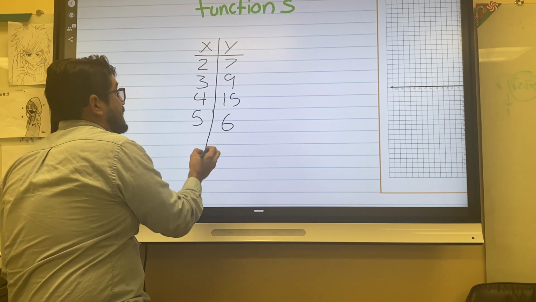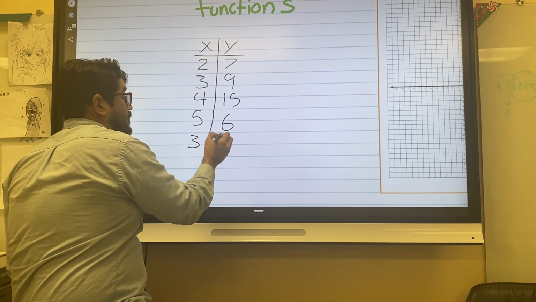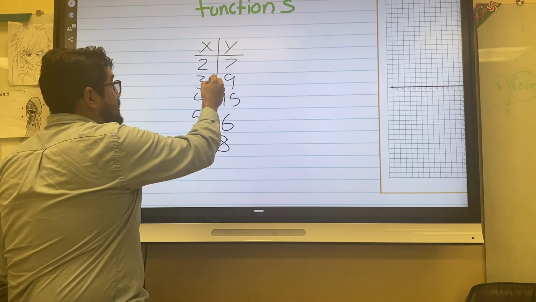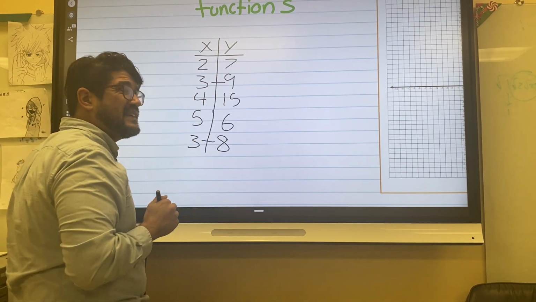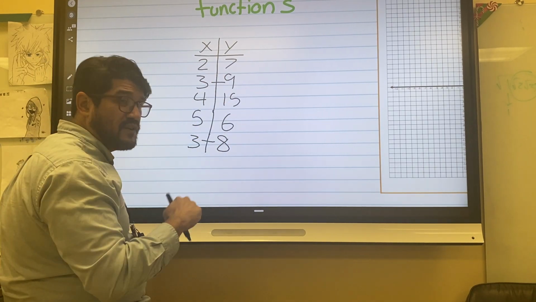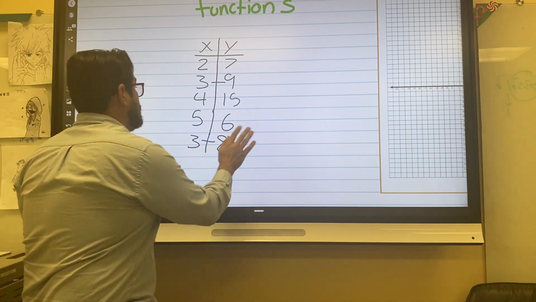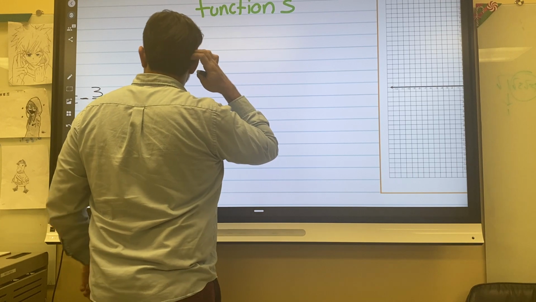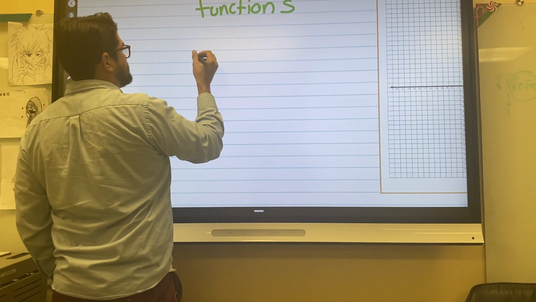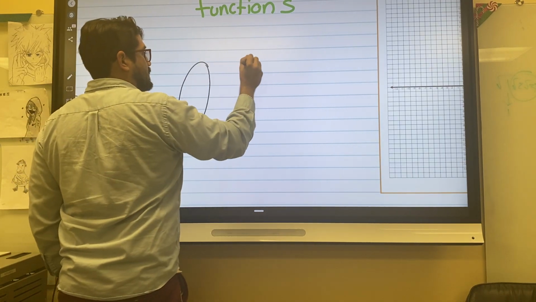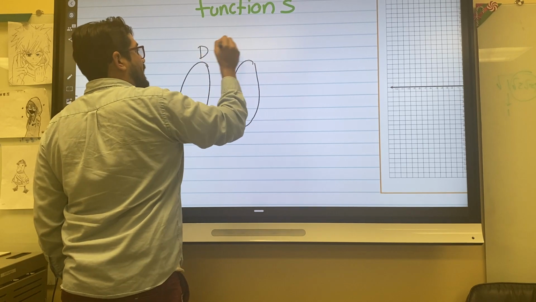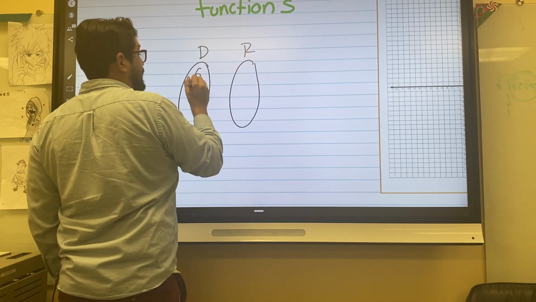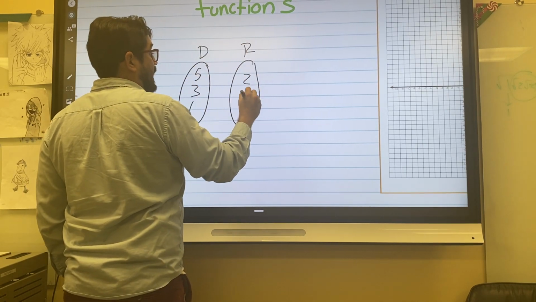Now, if I add something like this, that means that 3 has 2 different answers. That is not a function. Another way to display this is I can put it in coordinates like I just did, or I can put it as a mapping. This is domain, this is the range. So 5, 3, 1, 2, 9.